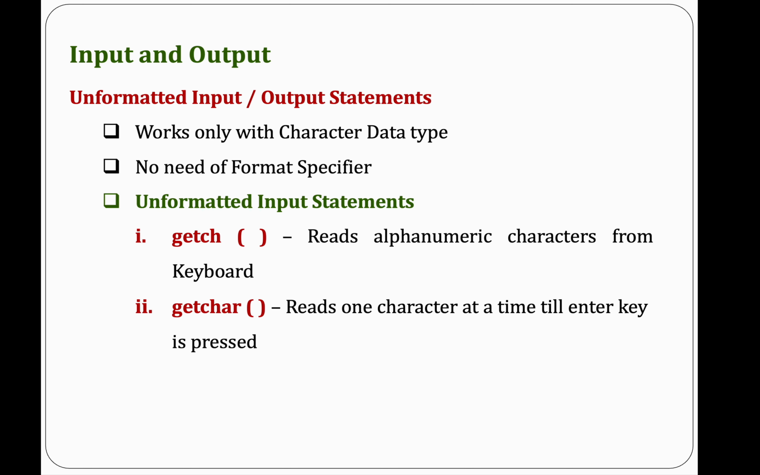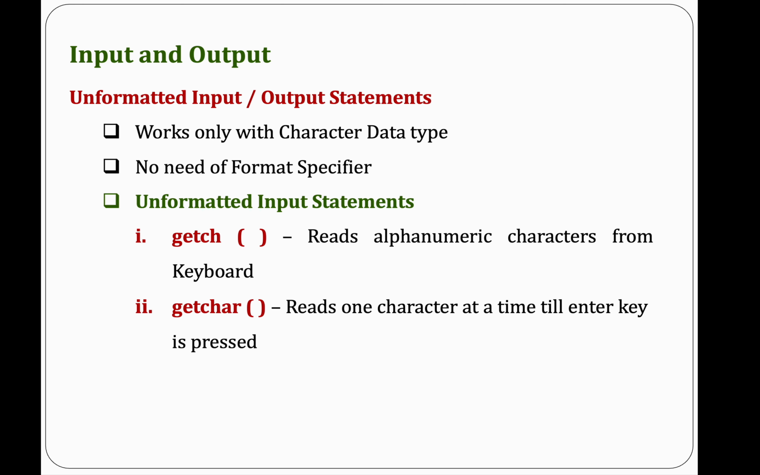The examples are getch. It reads alphanumeric characters, which means alphabets along with numbers, from the keyboard. This getch works on the console window. You write the code and save it as .c, and then you can run it on the Turbo C compiler, and if you press any key it will exit from the console window. That's why if you read any character from the keyboard, it will exit the console window. But people do not use getch nowadays.